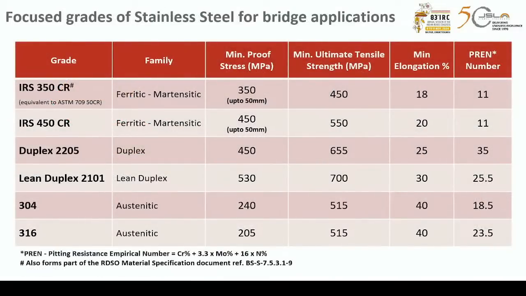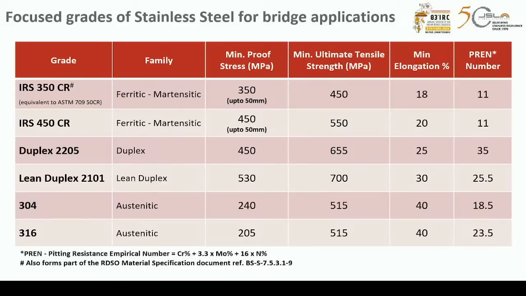Now, I'll focus on stainless steel grades for bridge applications in particular. The first two that you see are IRS 350 and IRS 450. 350 stands for a yield strength of 350 MPa, and 450 is 450 MPa. The good thing is, up to 50 millimeter of thickness, it retains the same yield value. So that is the most positive part. Then you have the duplex variant and the lean duplex variant.